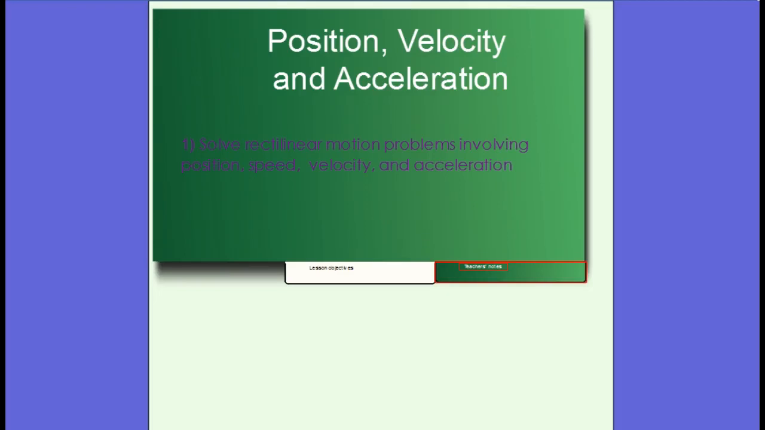Hi everyone, welcome to lesson 3.2, position, velocity, and acceleration. In this lesson we're going to be solving rectilinear motion problems involving position, speed, velocity, and acceleration.